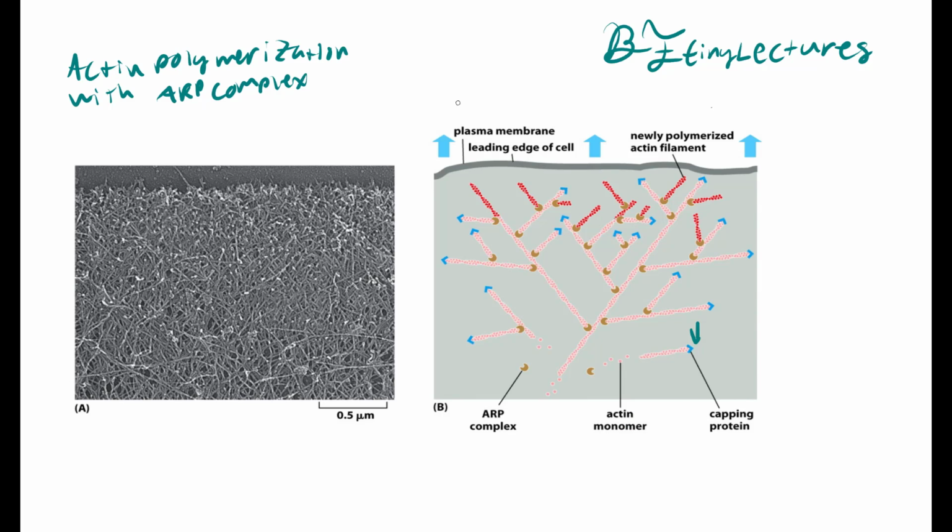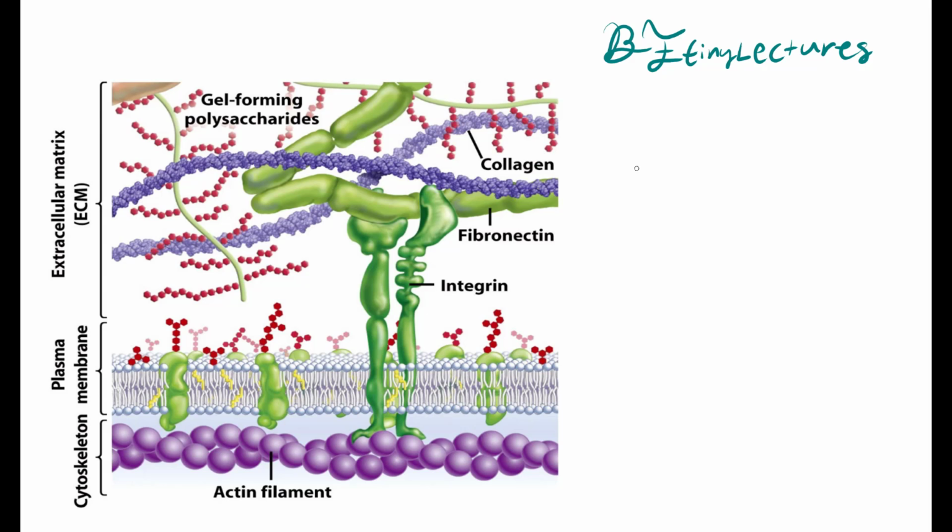So again, this actin polymerization in this example occurs at the lamellipodium, right? So this is the lamellipodium. That's usually the section of the leading edge. In step 2, the actin monomers must attach themselves to the integrins in the plasma membrane.